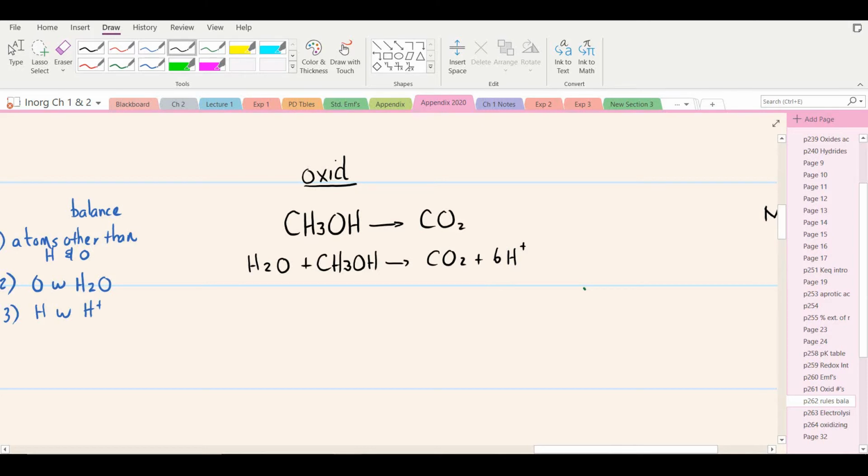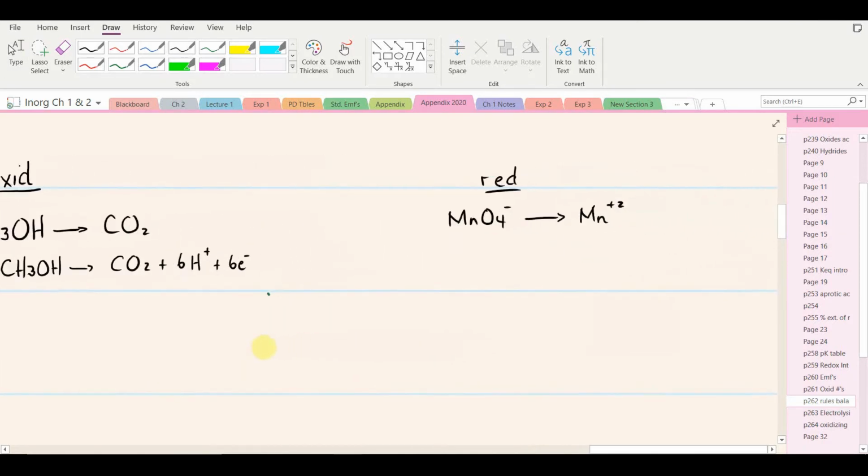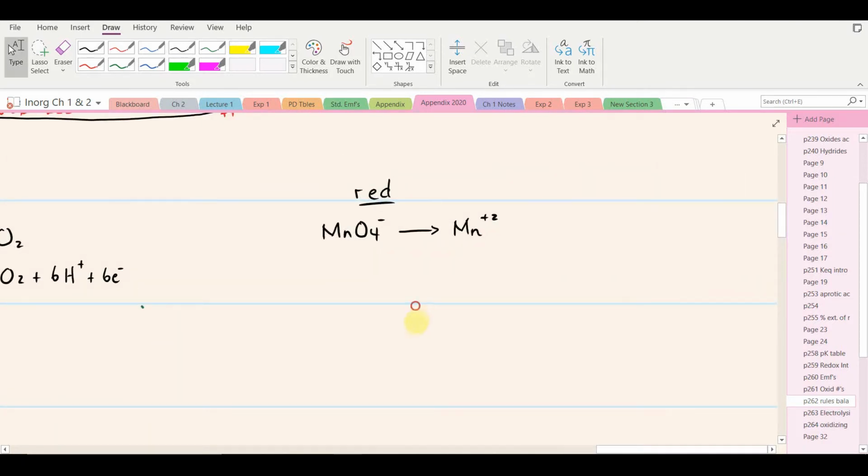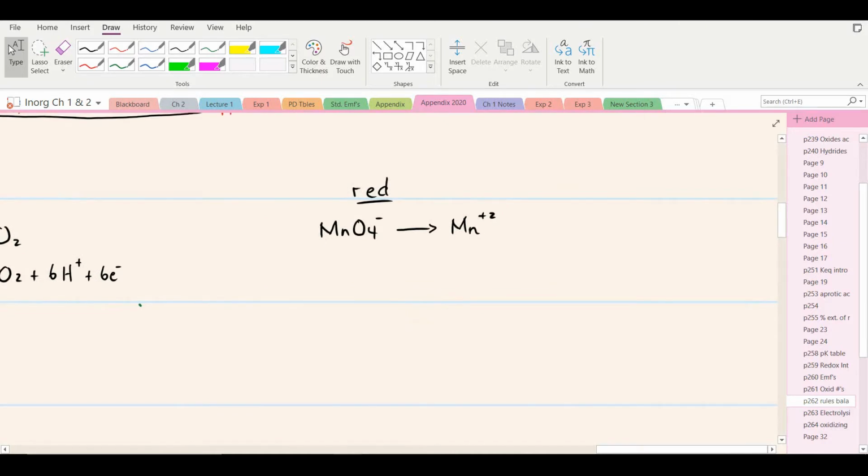To balance for charge, we can only add negative charges. 0 on the left plus 6 on the right. How do we make them equal? If we add 6 negative charges on the right, 6 electrons, then the charge is 0 on both sides. So that is balanced for charge and mass. Do the same now for permanganate. First step is to balance the atoms other than hydrogen and oxygen, but manganese is balanced. The second step is to balance oxygen by adding water.